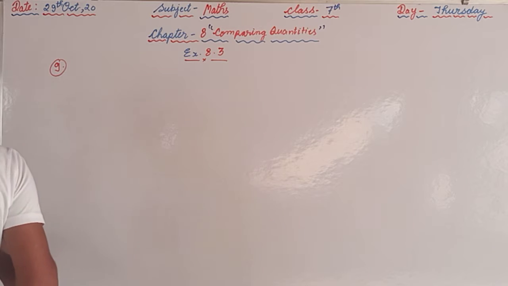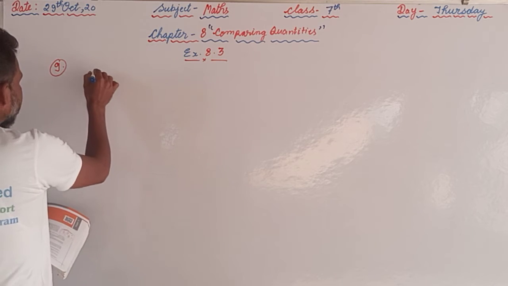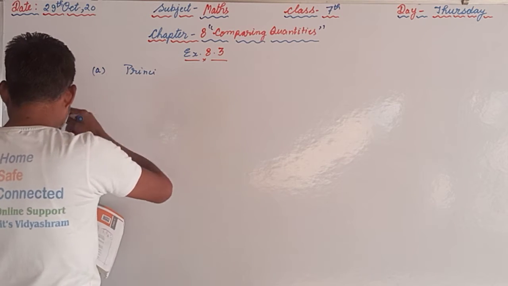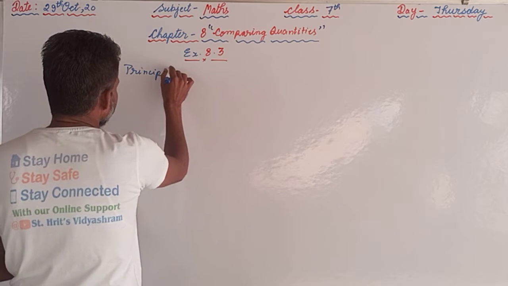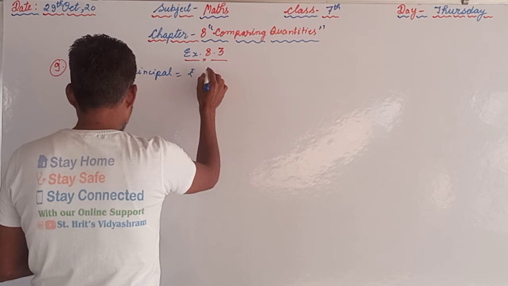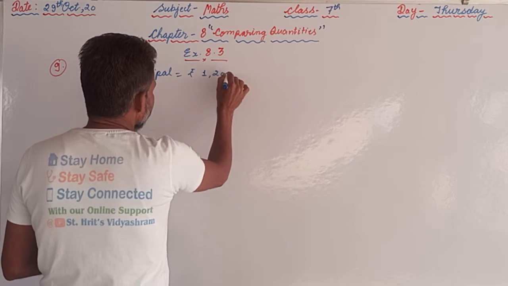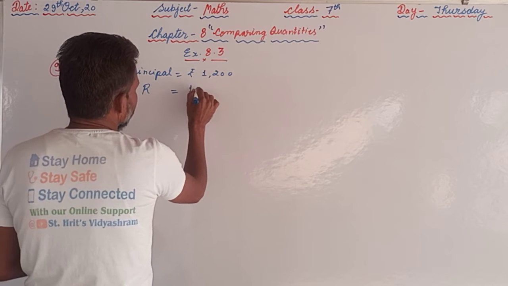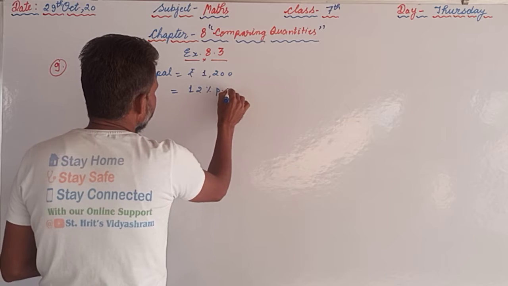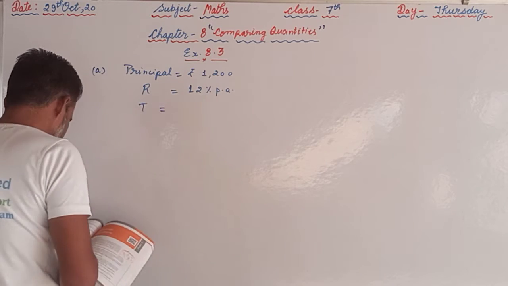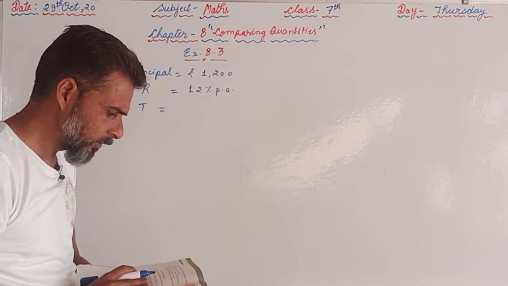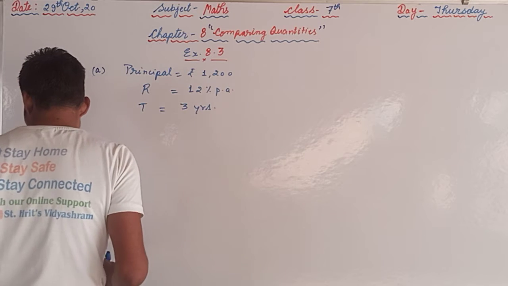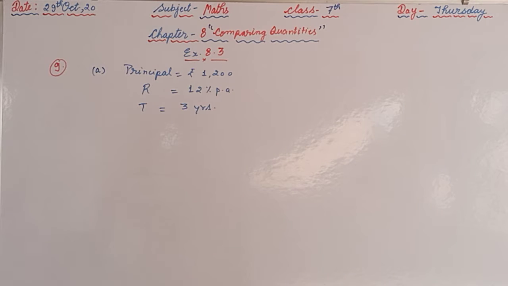two parts are there. The first part is A part. In this, the principal is given, rupees 1200, and the rate is given, rate is 12% per annum, and time is given. As we can read the question, find the amount to be paid at the end of 3 years. So time is 3 years. So we are supposed to find the amount to be paid at the end of 3 years.